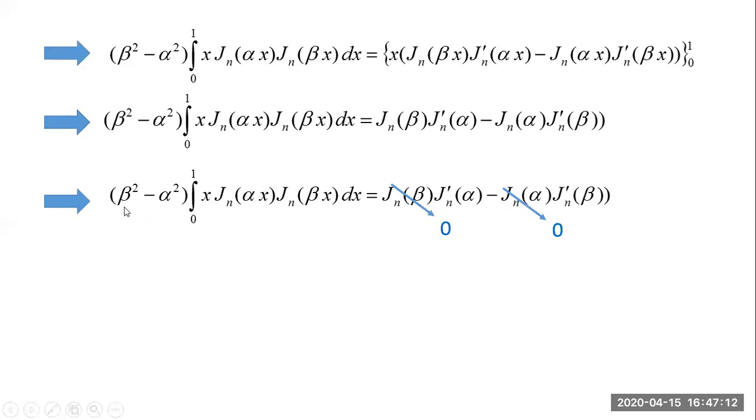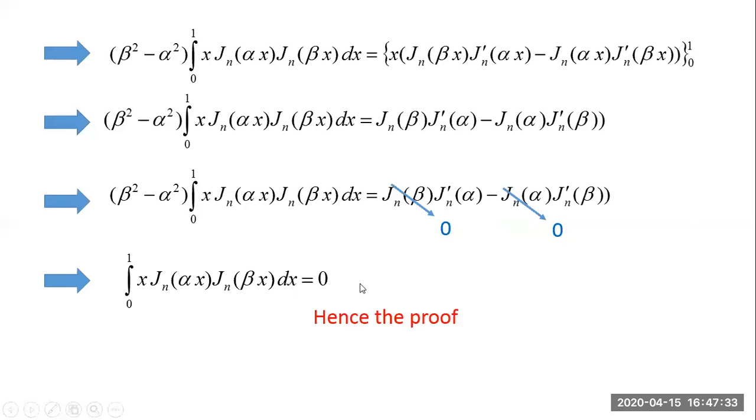Then transfer this beta square minus alpha square to the right hand side. Since alpha and beta are distinct, beta square minus alpha square is a non-zero term. So transferring this non-zero term to the right hand side, we get 0 upon beta square minus alpha square, which is 0. So we get the integral from 0 to 1 of x into Jn of alpha x into Jn of beta x dx equal to 0. So this is the required result.